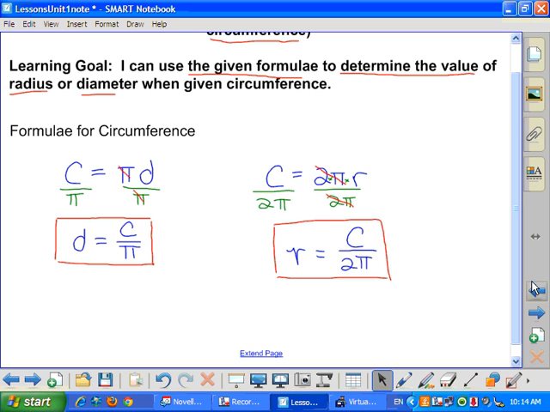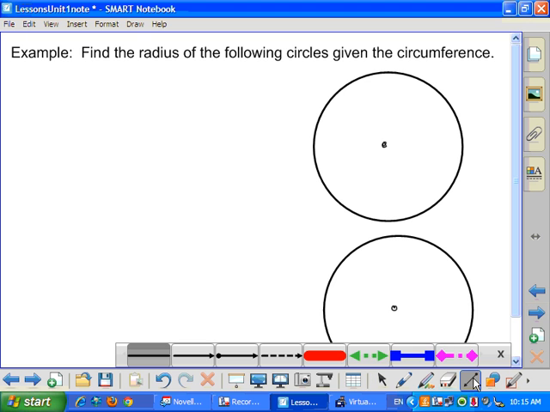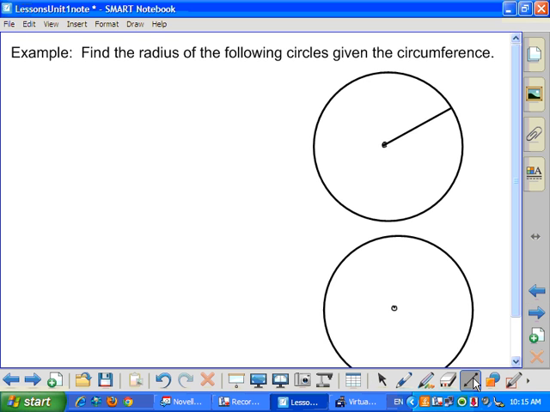I'm going to demonstrate a couple of examples, and then you're going to get a chance to try these on your own. For this first example, find the radius of each circle. Radius, again, is from the center of the circle to the edge. So we want to find the radius when we're given a circumference. I'm going to say that the distance around this circle for the first question is equal to, let's go with, 45 centimeters.